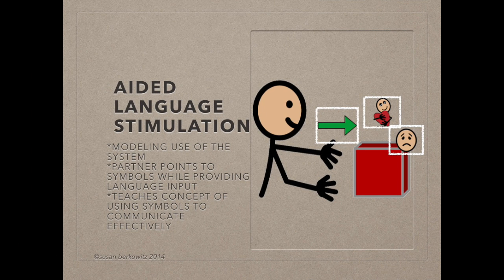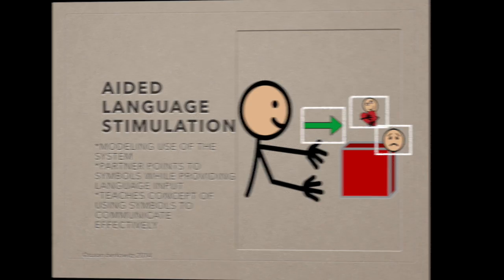Aided language stimulation is, basically, modeling the use of the AAC system while speaking to the user so that the learning user can get language input that is accompanied by the pictures, see how to find the words in the system, see someone using a picture-based system to be an effective communicator, and see where to find specific words for different purposes. In aided language stimulation, the partner points to the pictures for key words in the message while talking to the user. This helps to provide a picture-based environment in which the user can learn picture-based language.